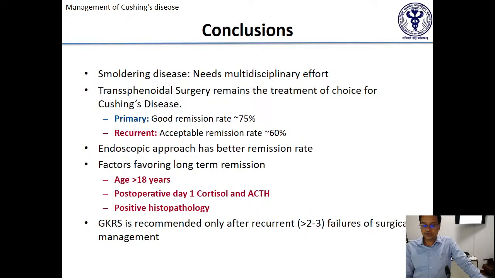The other factors which favor long-term remission are adult patients, then the postoperative day 1 cortisol and ACTH level, and positive histopathology. If histopathology is found to be positive, then the remission is also seen to be better. And gamma knife is recommended only after recurrent failures of surgical management.